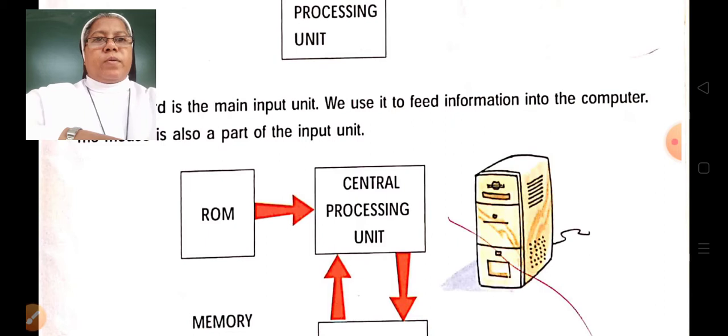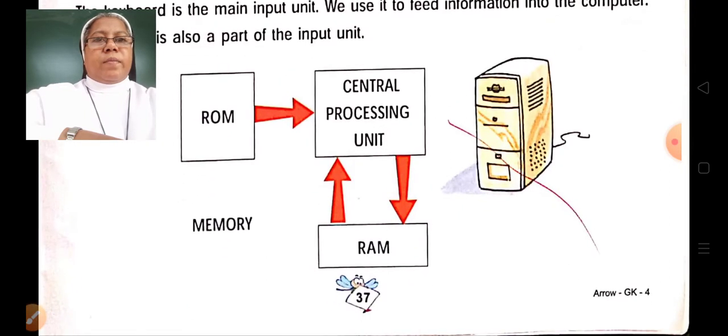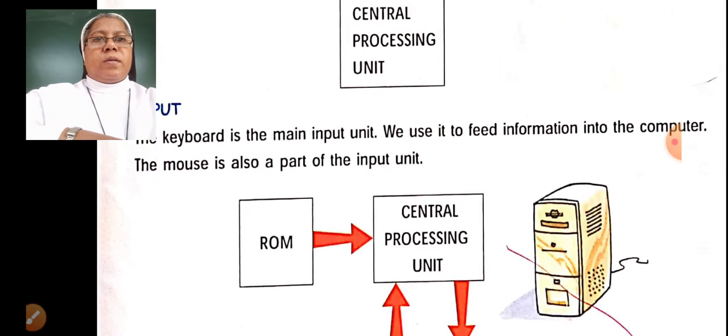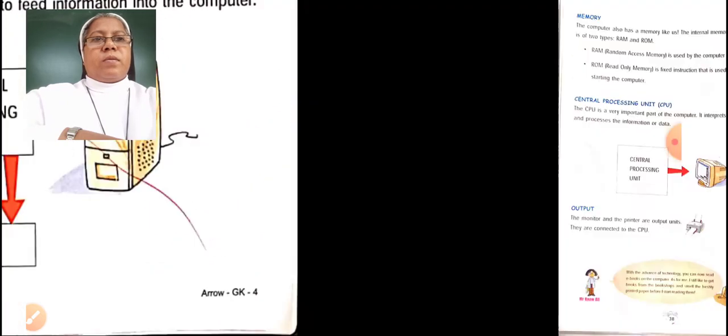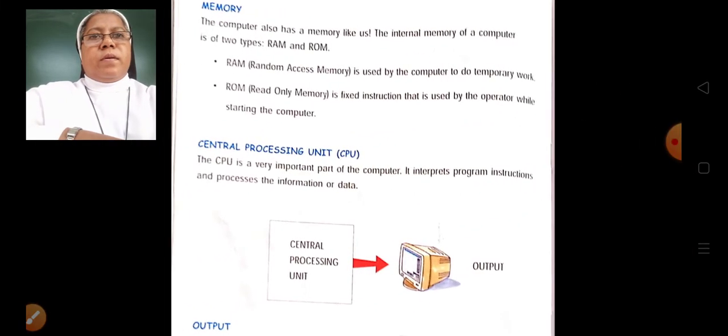ROM, central processing unit, memory, then RAM. That all is shown in the picture. Next, what is it?